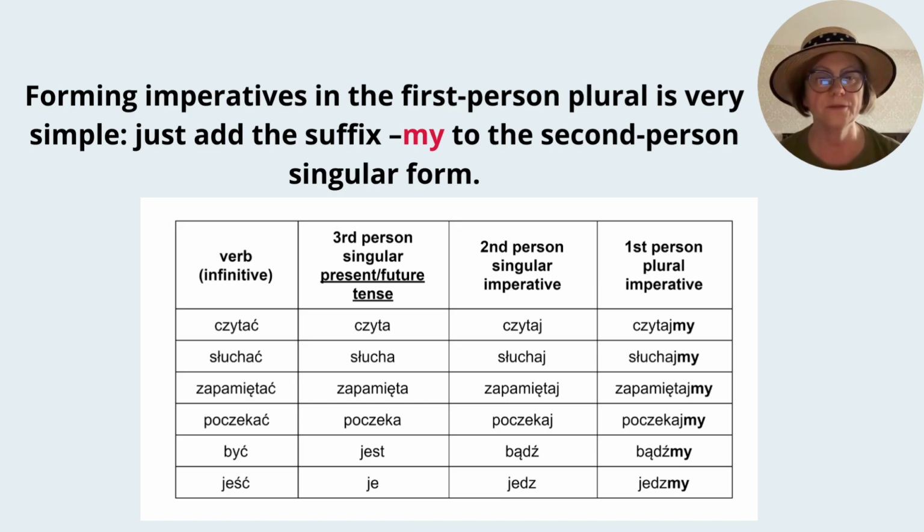Forming imperatives in the first person plural is very simple. Just add the suffix -my to the second person singular form. Please study the box below. Verb, infinitive: czytać. Third person singular, present/future tense: czyta. Second person singular, imperative: czytaj. First person plural, imperative: czytajmy, and so on.